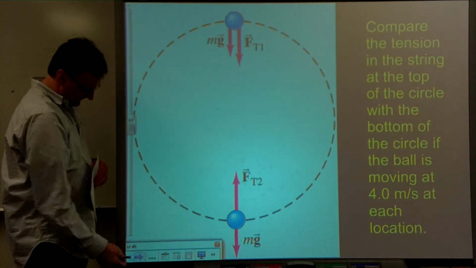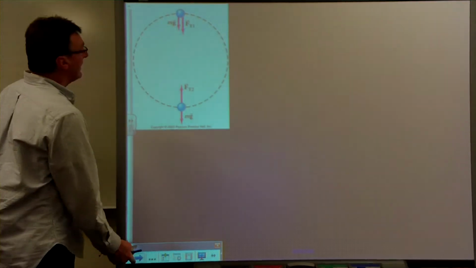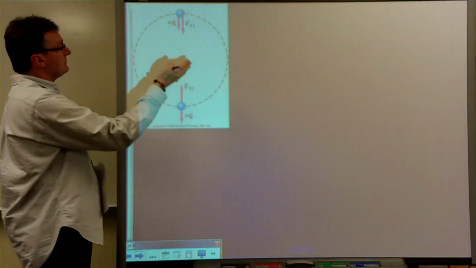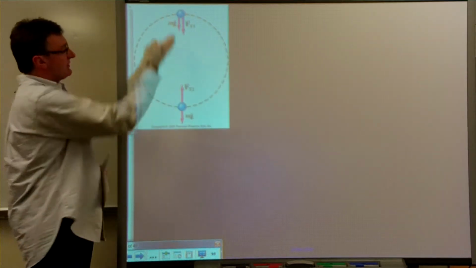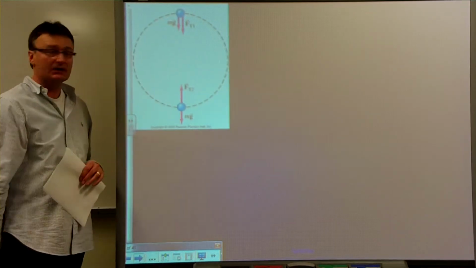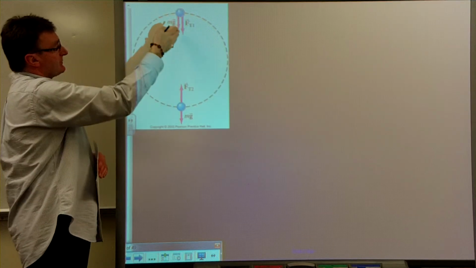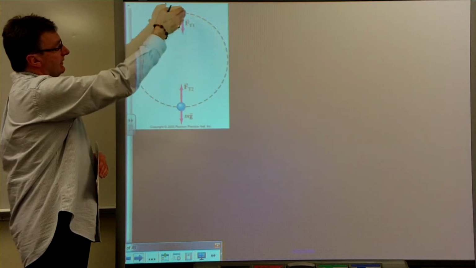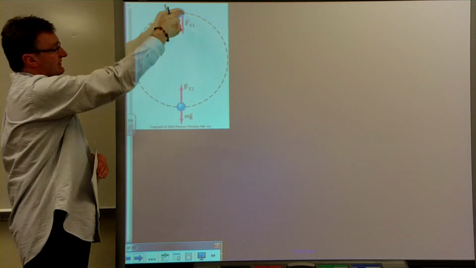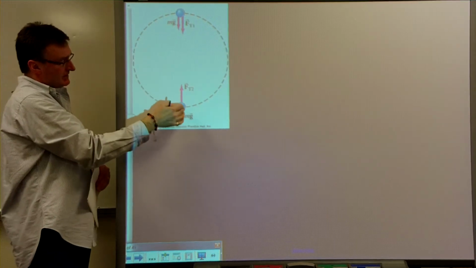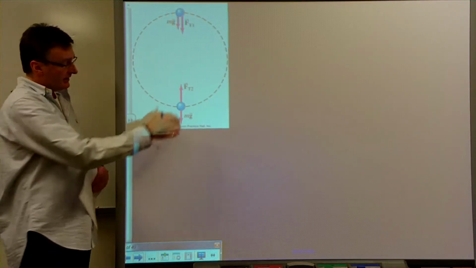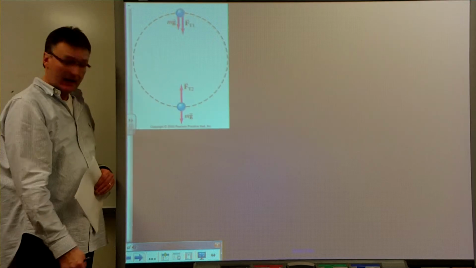So let's first look at the, well, we would do a diagram first, but really there's not much I need to add to this. This is pretty much really all you need on your diagram. We have force of gravity down, and we have the tension force down when it's at the top, and then when the ball's at the bottom, we have a tension force up, and then we have the force of gravity down at that location.